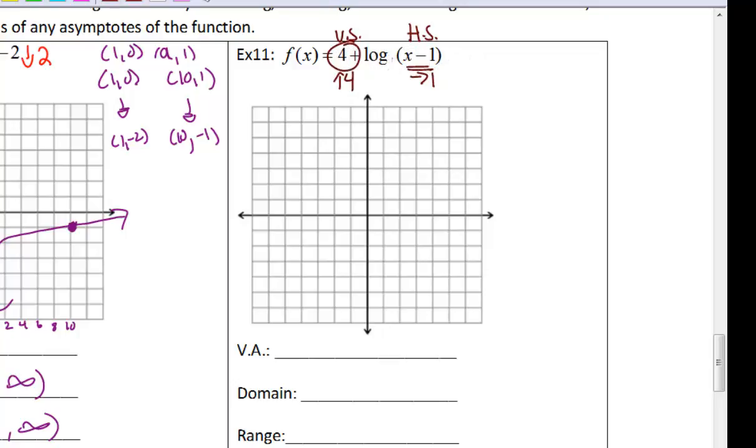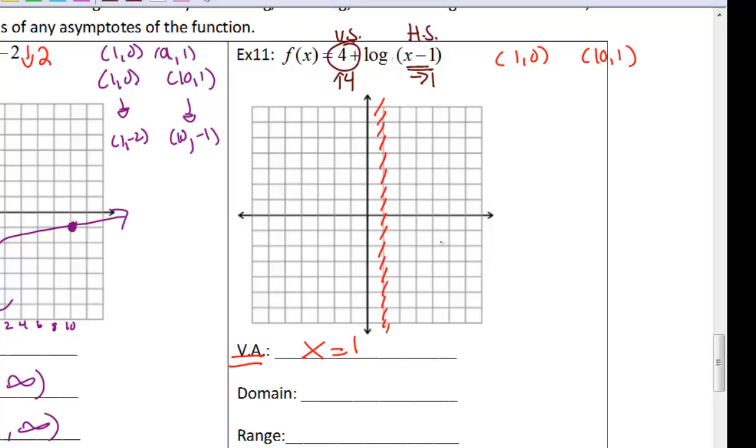What were my anchor points? The points would have been 1, 0, and then 10, 1. Did I have a horizontal shift? I did, so that means I have a new vertical asymptote, and that's going to be at x equals, right 1, so x equals 1. So let's go ahead and draw that vertical asymptote.